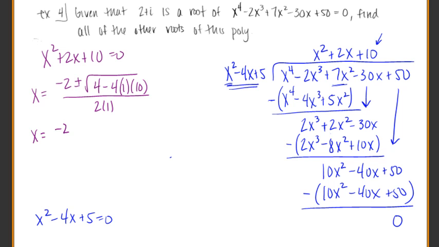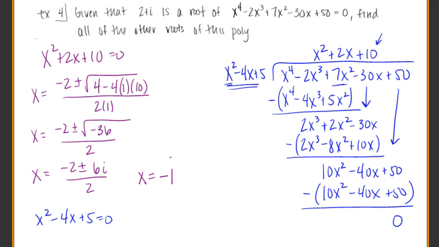Okay. So x is equal to negative 2 plus or minus the square root of 4 minus 40 is negative 36. So it looks like we're going to be getting some imaginaries again. So negative 2 plus or minus the square root of a negative 1 is i, and the square root of 36 is 6, so 6i over 2. So x is equal to, if I divide this out, negative 1 plus or minus 3i. So those are the other two roots, because the first two were 2 plus i and 2 minus i. So to get a total of 4, the other ones are negative 1 plus 3i and negative 1 minus 3i.